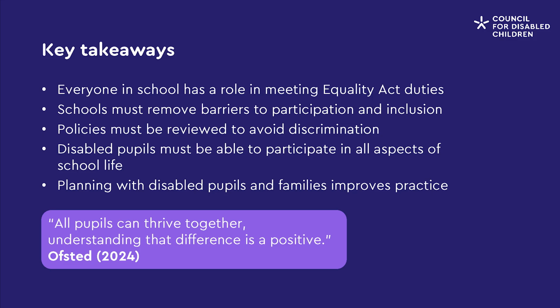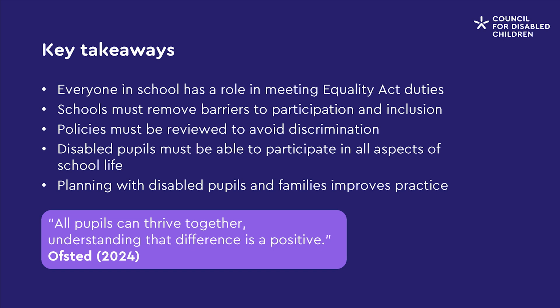This applies across the whole life of the school and on an ongoing basis. Policies must be reviewed to avoid discrimination. A one-size-fits-all approach can create barriers if policies don't allow for flexibility or reasonable adjustments. For example, blanket rules on behaviour, uniform or trip participation may inadvertently disadvantage disabled pupils unless they're carefully reviewed.